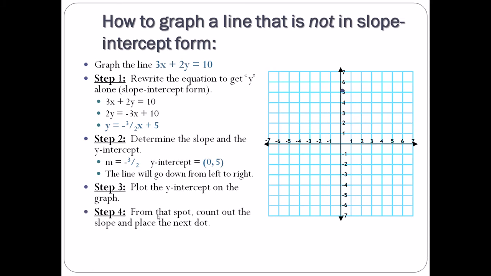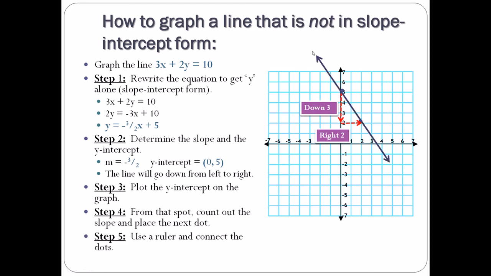We know step 4 is from that spot, from 0, 5, we're going to count out the slope. And it's negative, so that means down 3, and always go to the right, 2. So down 3, 1, 2, 3, and then to the right, 1, 2. So I'm pretty sure the dot better go right there at 2, 2. Down 3, right 2, there's my dot. And step 5, use a ruler and make yourself a nice grown-up line. It's beautiful.